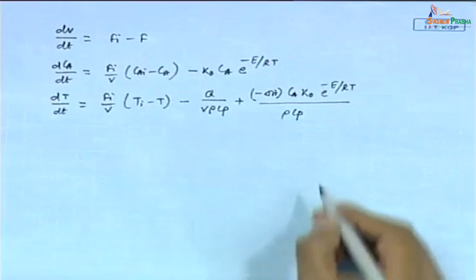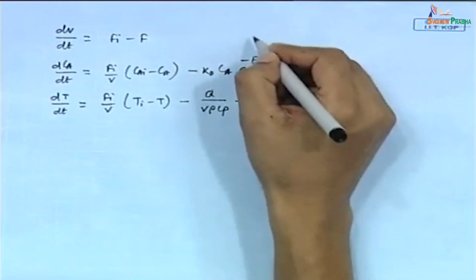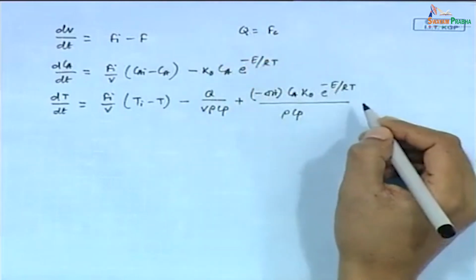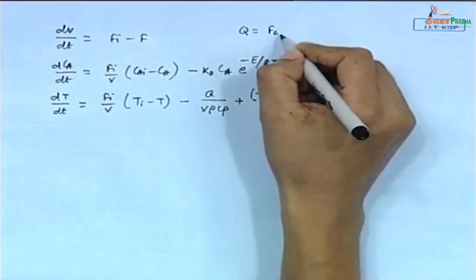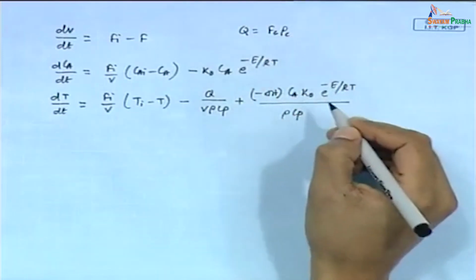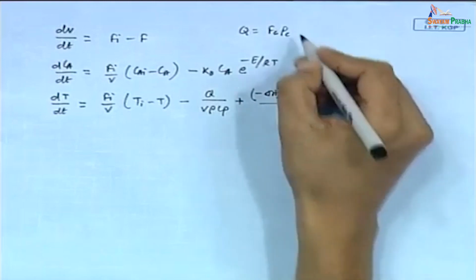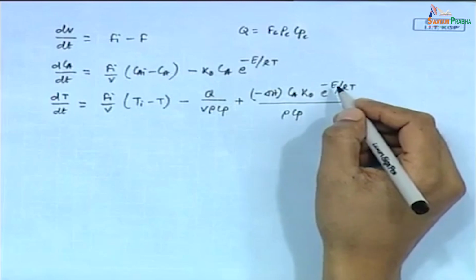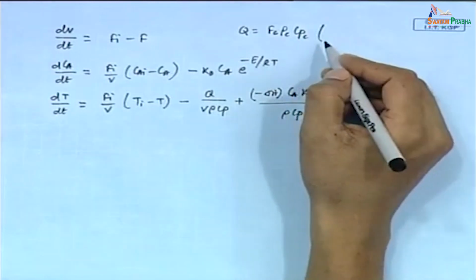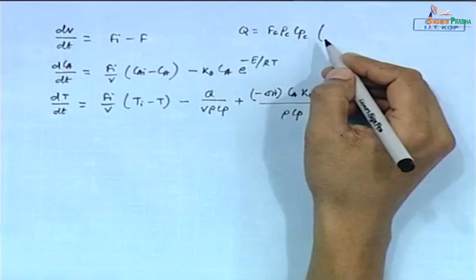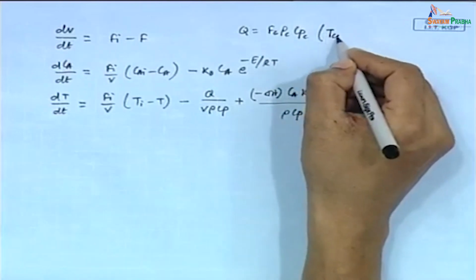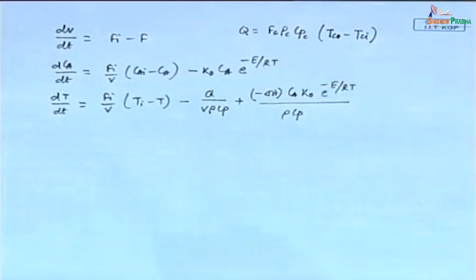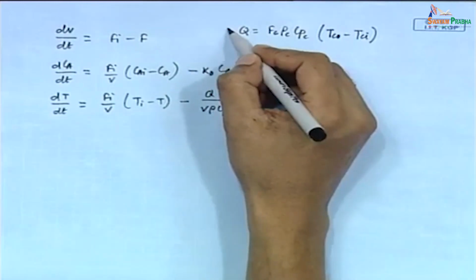Fine. Here I have mentioned that Q equals the coolant flow rate Fc, multiplied by the density, say rho c, and the heat capacity Cpc, multiplied by the temperature difference. What is the outlet temperature minus the inlet temperature, TCO minus TCI. So, this is the expression for Q.